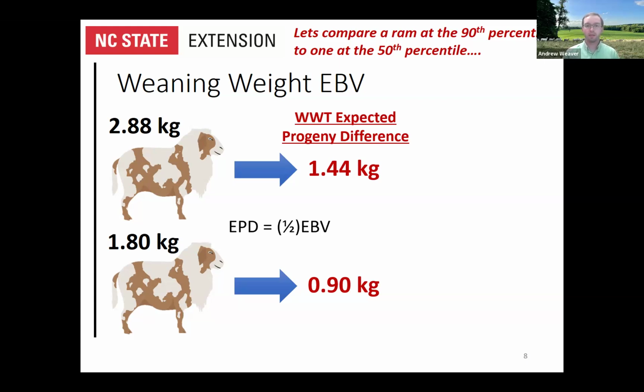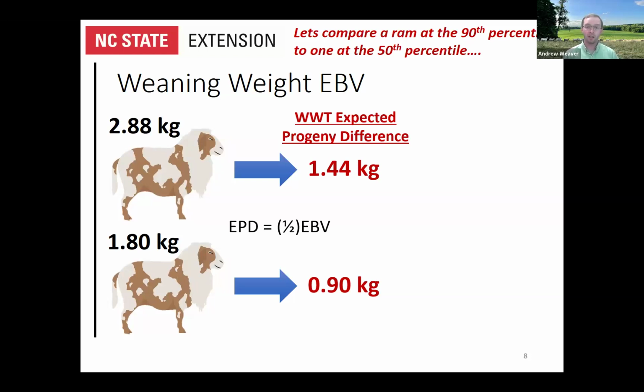It's really important to remember that an EBV does not tell us a specific level of performance. An EBV of 2.88 does not tell us that all of our lambs will weigh 50 pounds. That's simply not true. Our EBVs should be used to compare individuals. They show us relative differences in expected performance. They do not tell us exactly how an animal will perform.